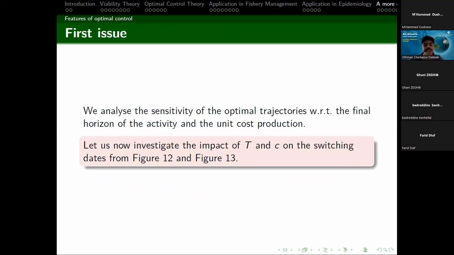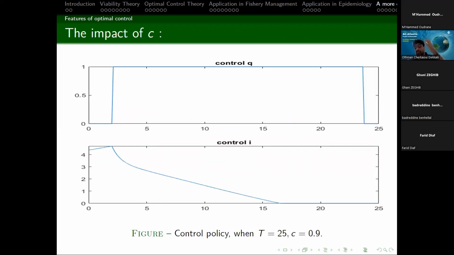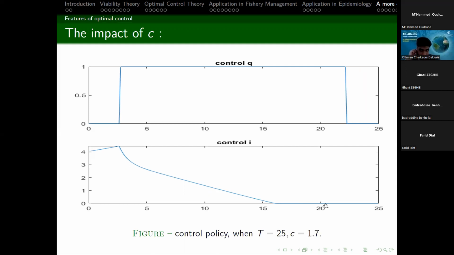So we're going to study the impact of T and C, and you see that almost in all cases, like for 25 years and a cost equal to 0.95, we always notice the same thing. We invest at maximum in the first 2 years, and then we start revaluing by a decreasing function until we reach a point in time where we do nothing, and here no investment is possible. So it's a 3-stage structure, like we've noticed.